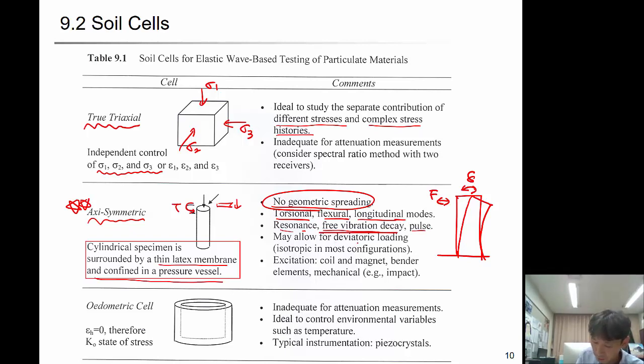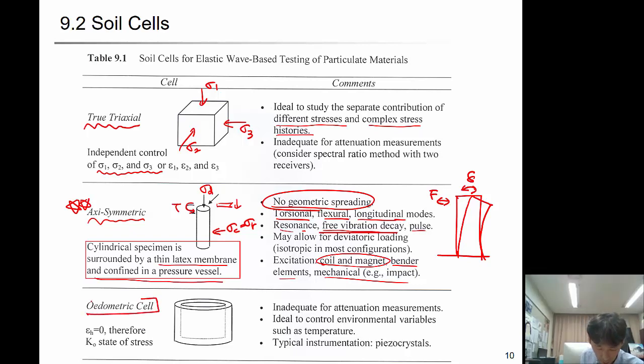It may allow for deviatoric loading, so you can have the deviatoric stress different from the radial stress. And you can use the coil magnet system for the excitation and the bender element or the mechanical impact.